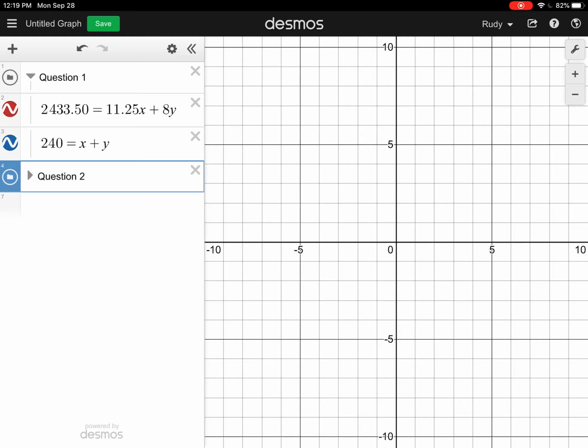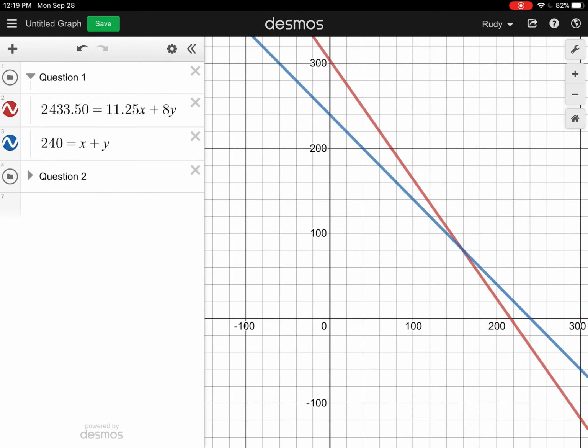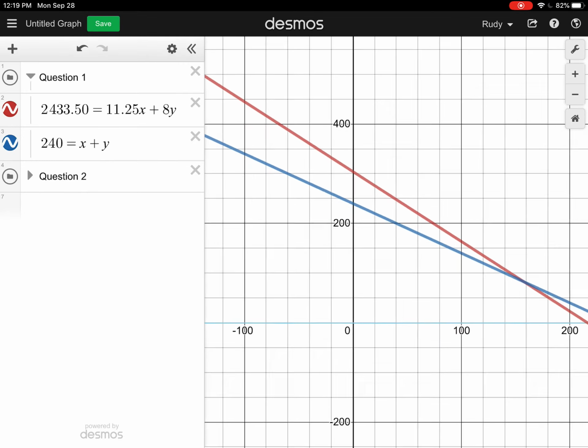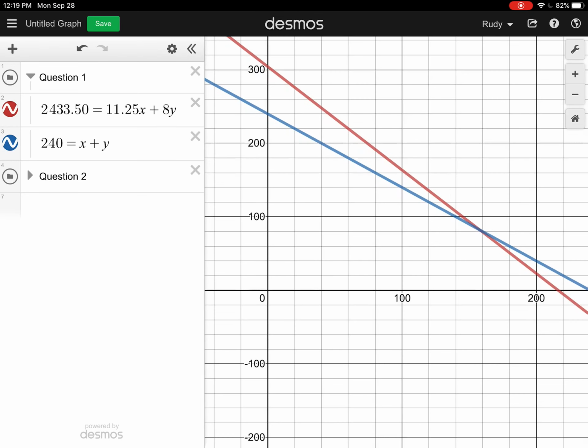If I look at my graph here, I'm only seeing up to 10 in each. So I need to zoom out first. There we go. Now I see something. And I may want to adjust my scales a bit. I'm going to stretch just the x and y scales a bit. That's a pretty good graph right there. Okay, so with that said, what's my solution? My solution is (158, 82). Okay, but what does that mean?